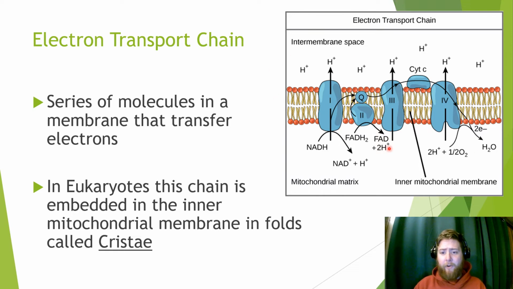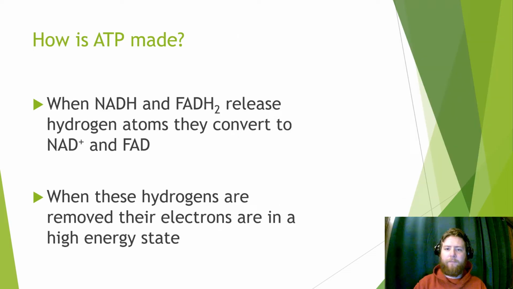If you're a prokaryote, a very simple bacteria or archaean, you are going to do this just in your cytosol, and you'll have these proteins just in your cytosol. So, how do we make ATP? When NADH and FADH2 release their hydrogen atoms, they reconvert back to NAD+ and FAD. When these hydrogens are removed, their electrons are in a high energy state, and they need somewhere to go. We're going to harness that using the electron transport chain.